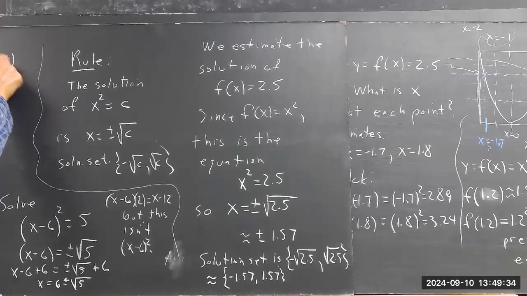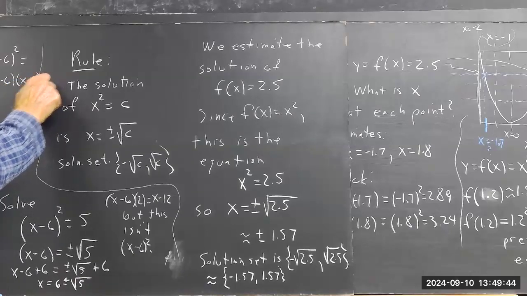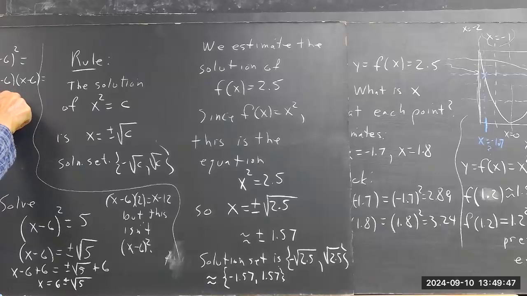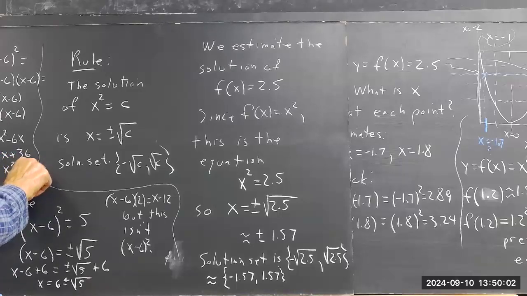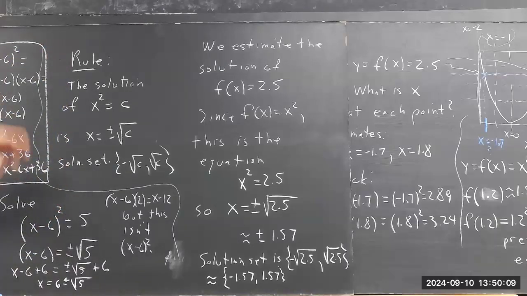x minus 6 squared equals x minus 6 multiplied by x minus 6, which equals x multiplied by x minus 6 minus 6 multiplied by x minus 6, which equals x squared minus 6x minus 6x plus 36, which is x squared minus 12x plus 36. That's what it equals. Now, I'm not going to go through the details of that, but that's how you do it. We'll go over that. You need to understand the distributive law. Again, this is algebra 1.